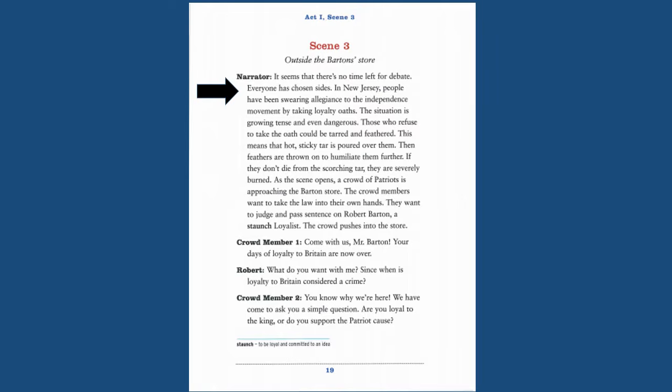As the scene opens, a crowd of patriots is approaching the Barton store. The crowd members want to take the law into their own hands. They want to judge and pass sentence on Robert Barton, a staunch loyalist. The crowd pushes into the store.